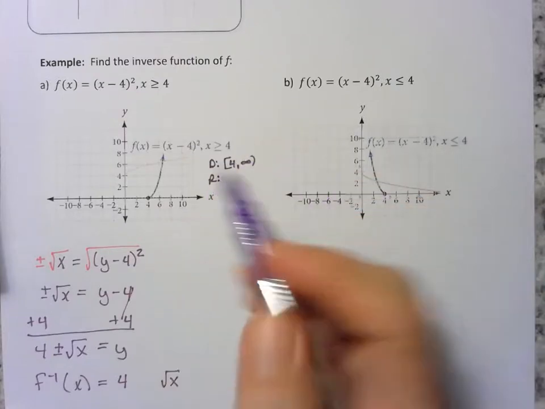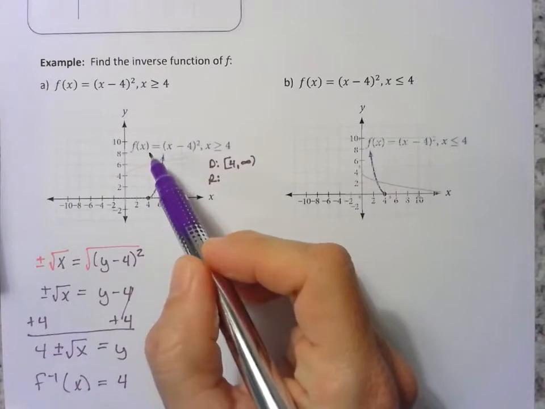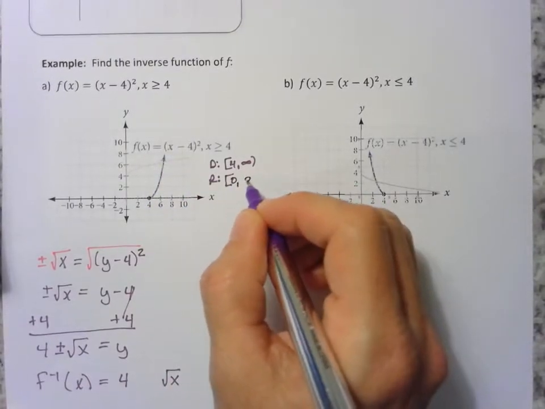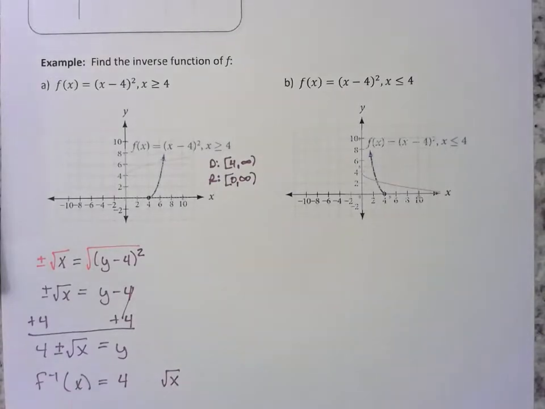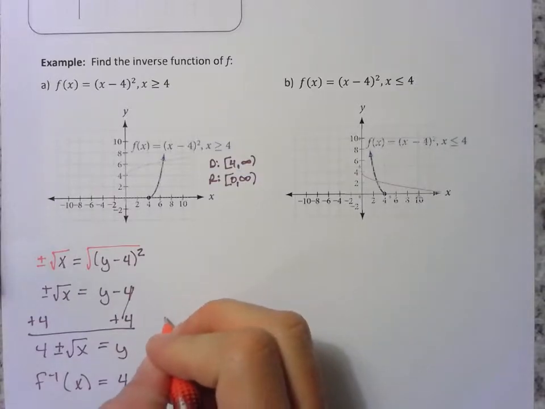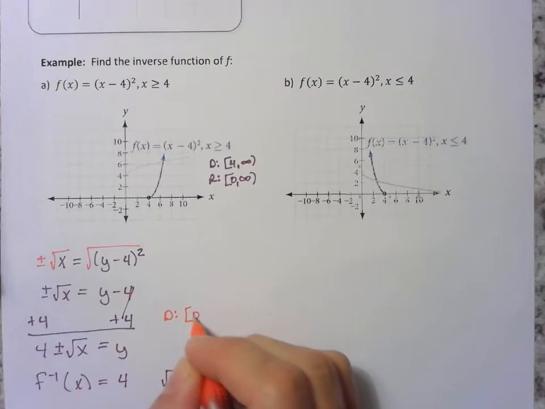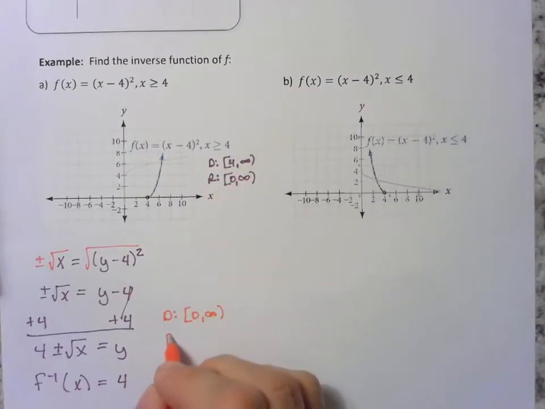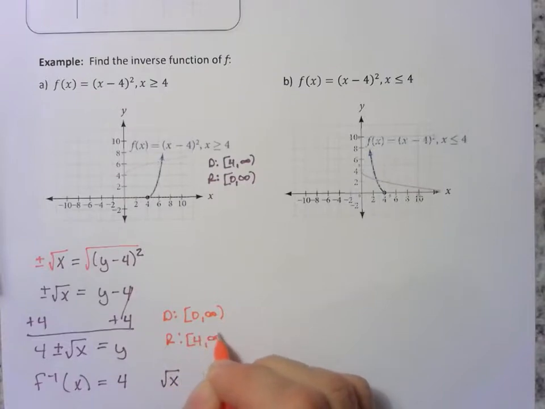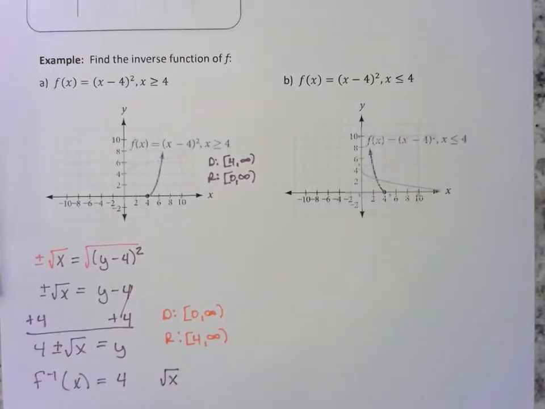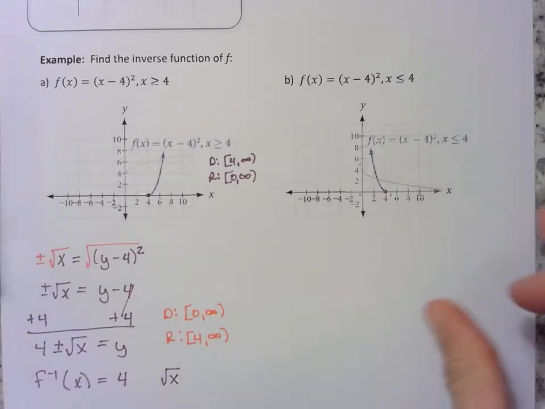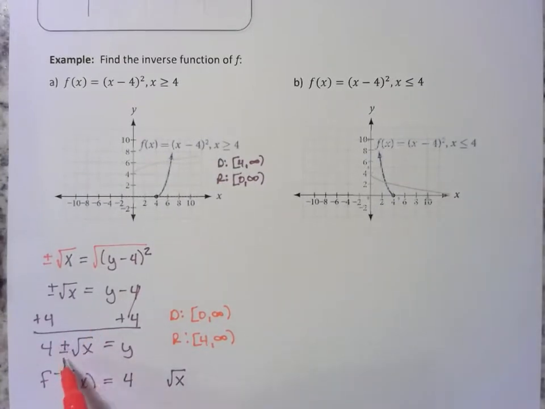Well, what's the range? The range starts at 0 and goes up, right? So the range is 0 to infinity. So whenever you switch your x and y and solve for y, in your inverse function, the range becomes the domain. So this range becomes this domain, and this domain becomes this range. Well, how is that going to help us? First of all, it's just good information to know, okay? But it will also help us in determining if we need the plus side or the minus side.